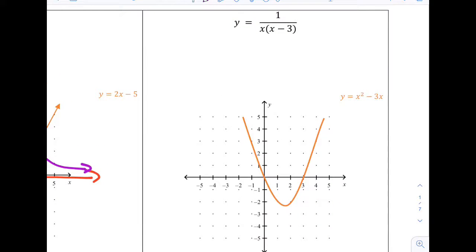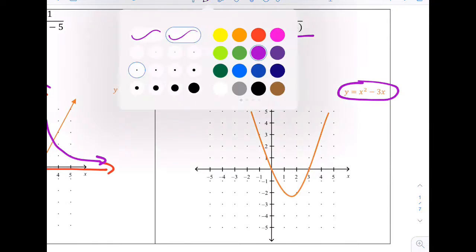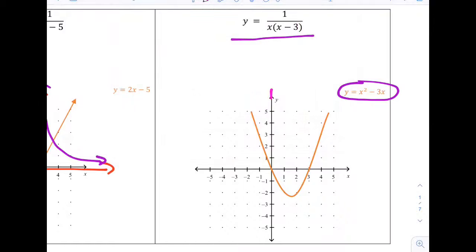So if we have the original function here of y is equal to x squared minus 3x, and that one's graphed on here, we have the reciprocal up top. It's just been factored at the bottom, but it's the same. One thing that we do know is that we're going to have vertical asymptotes wherever the x-intercepts are. In this case, it's going to be at 0 and at 3. We're going to have a horizontal asymptote right along the x-axis. That's always true for reciprocals.